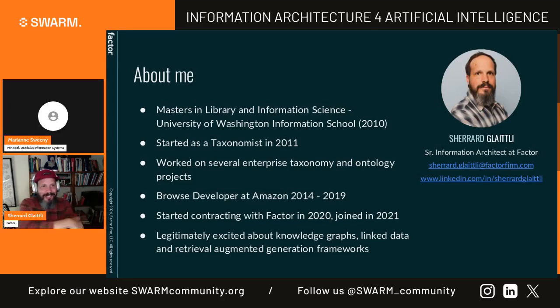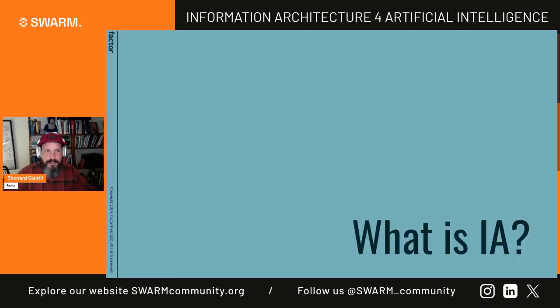Not listed here is that I really enjoy long distance running and trail running. But lastly, my most recent passion right now is how knowledge graphs, linked data, and retrieval augmented generation can all work together. We are in a really exciting moment for knowledge graphs. If any of you have been obsessed with knowledge graph technology, this seems like the moment for the application.